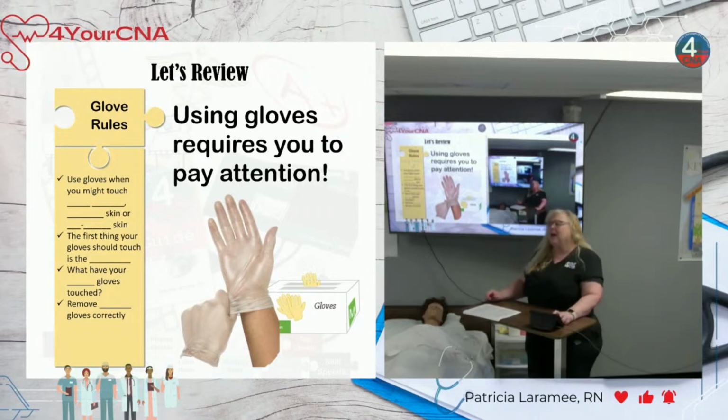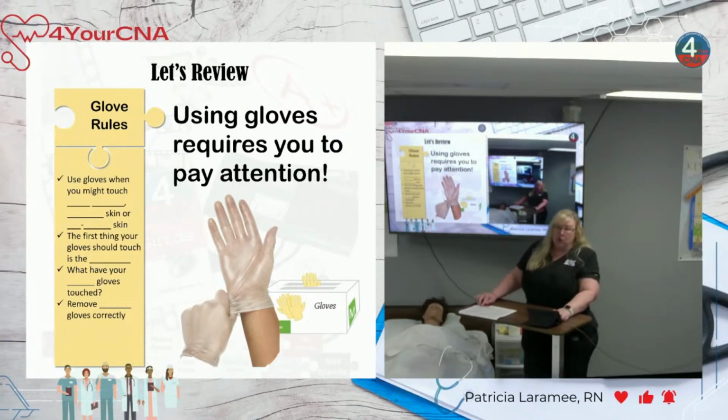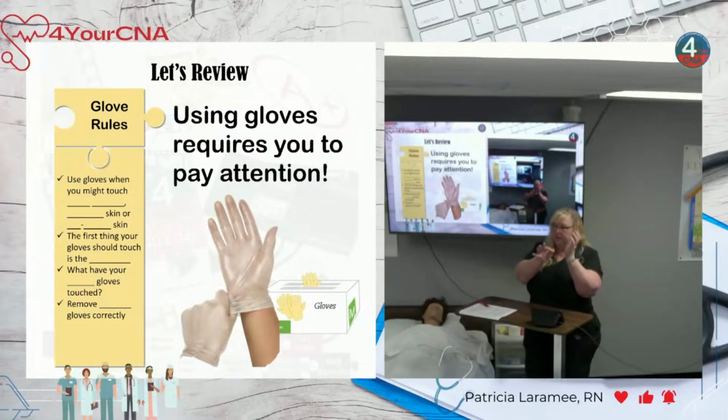And then we have to know how to remove gloves correctly. So to remove gloves correctly, skin can touch skin, glove can touch glove, but skin can't touch glove. So we're going to pinch up on one hand, pull that off, and then go underneath on the other hand and pull that off. Good?